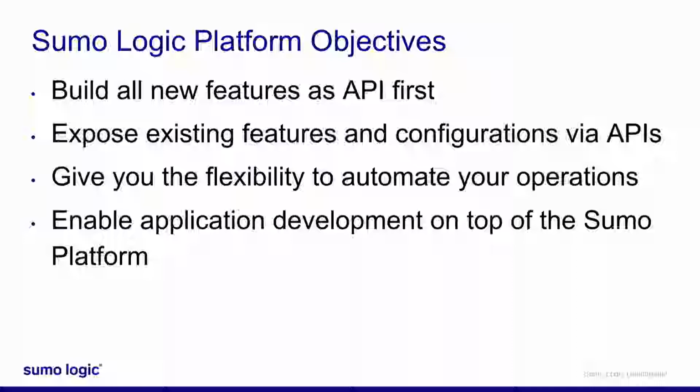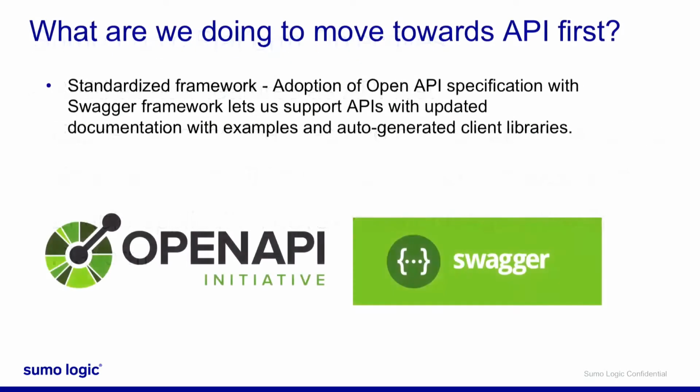We want Sumo to be a platform where you can automate all your operations, and your customers can take advantage of the platform and build your own applications on top of it. So what are we doing to do that? Firstly, we have standardized on Open API specification, and we use Swagger as our code gen tool to create APIs. Swagger has been working very well for us because it standardizes most of our APIs.